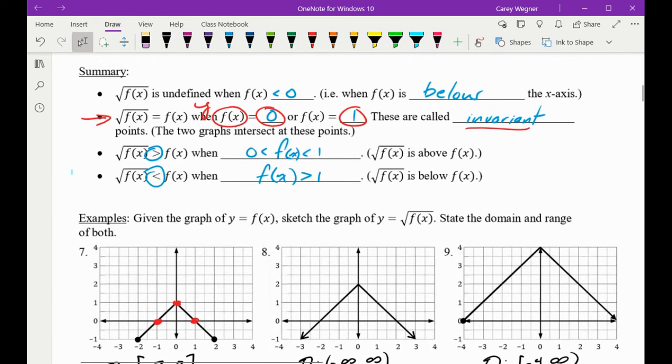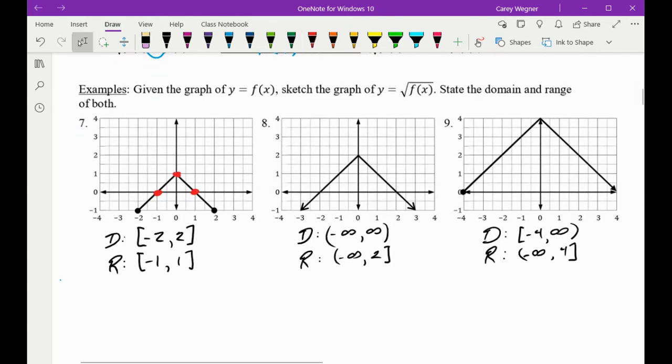Then, whenever our y value for our original function is between 0 and 1, our square root function will be above the original. So our graph is going to curve up like this, and it's going to curve like that. Our graph needs to be above the original function because the original function had y values that were between 0 and 1.